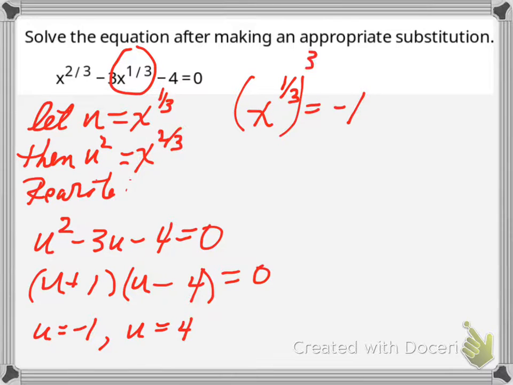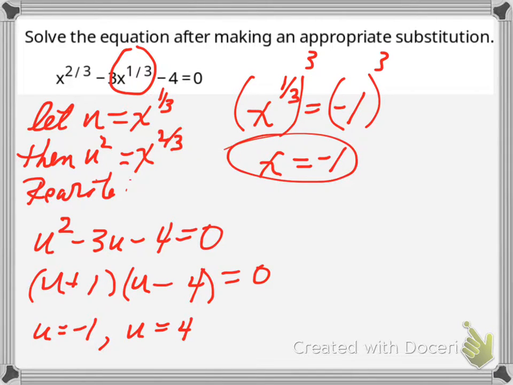I'm going to raise the left side to the third power, and I'm going to raise the right side to the third power. That's going to get rid of that 1/3 exponent. 1/3 times 3 is 1. So basically you're left with x to the first power is equal to -1 times -1 times -1, or -1. So that's one solution. And then the other solution would be x to the 1/3 is equal to 4.